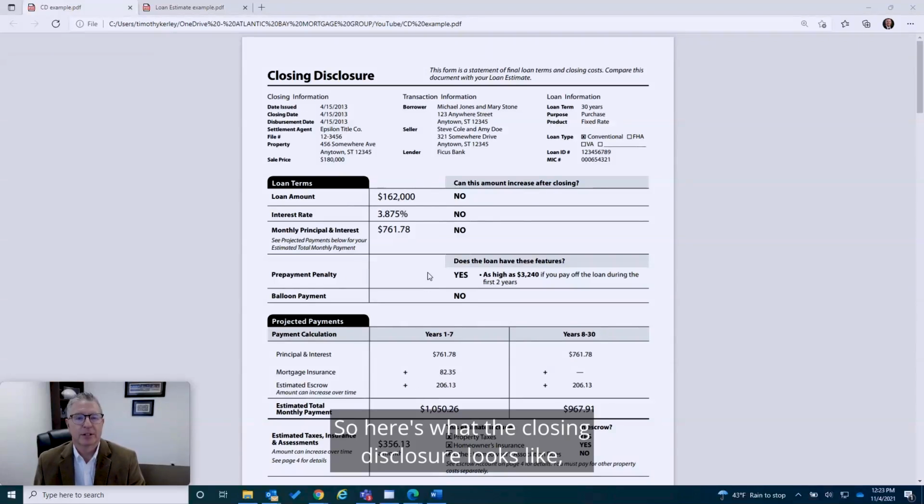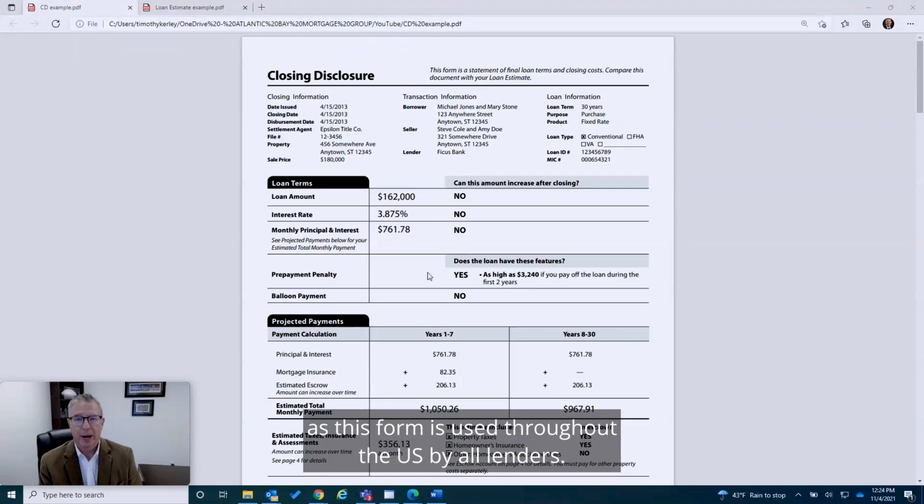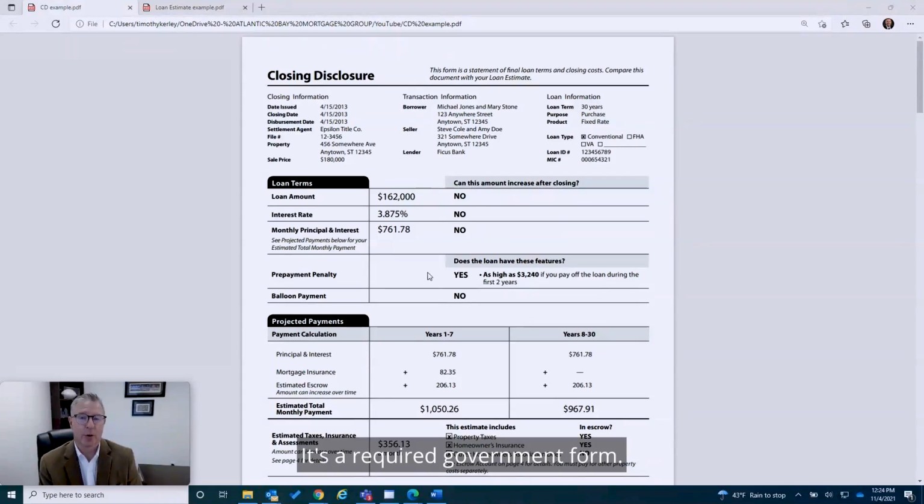So here's what the closing disclosure looks like. And I want to tell you that this is just an example form. I pulled this off the government's website. You can see when we start getting into this, the dates are old. So this is just a made up form. I'm just trying to walk you through what the form looks like. And just know too, as we go through this, some of the fees and stuff you'll see are not really pertinent to North Carolina, as this form is used throughout the U.S. by all lenders. It's required. It's a required government form.